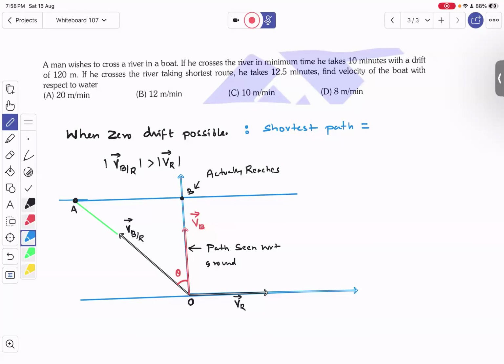If zero drift is not possible, then the shortest path to cross the river will not be equal to the river's width. In that case, you will not be able to reach the exactly opposite side of the bank. You will end up having some drift. You might start from here and end up reaching maybe this point where I'm showing it through the cursor. So in that case, the actual path will be bigger than the width of the river. But in this case, the shortest path is going to be equal to the river's width. So this thing we have seen, no? Correct. So in this case, what we do is, this is V.